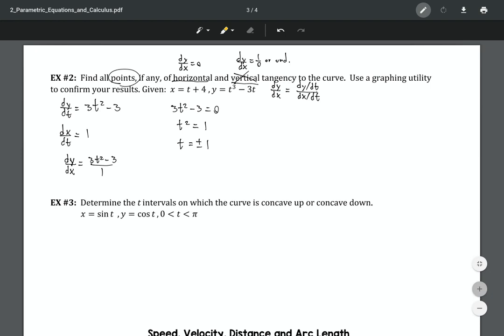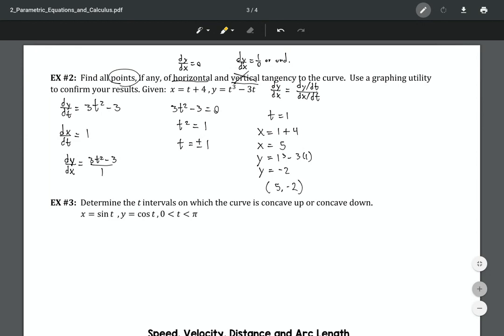x is equal to t plus 4, and y is equal to t cubed minus 3t. So let's start off with the first one. If t is equal to 1, then x is equal to 1 plus 4, which is going to be 5. And at the same time, y is going to be equal to 1 cubed minus 3 times 1, so that's going to be negative 2, excuse me. So here's your first point where you have a horizontal tangent.